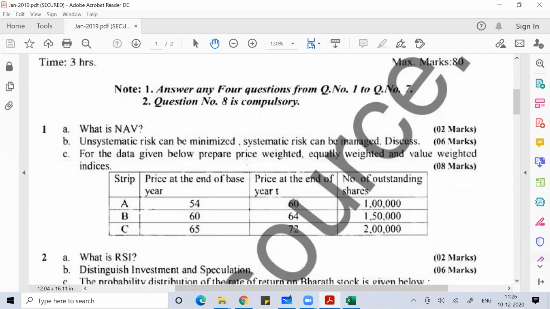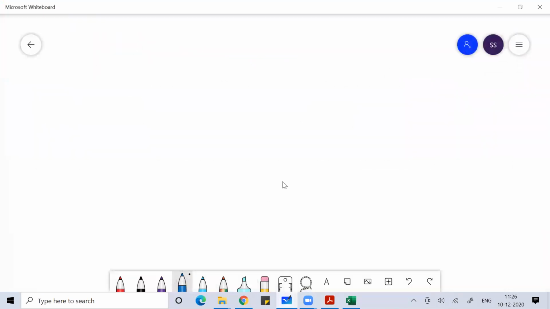For the data given below, prepare the price weighted, equally weighted and value weighted index. So data is given to us. Let's try to do this problem. Before I do the problem, let's talk a little bit about indexes. I believe last semester in statistics you may not have studied indexes. I'm not sure whether we discussed indexes or not, but I believe in UPU you would definitely have studied index numbers.